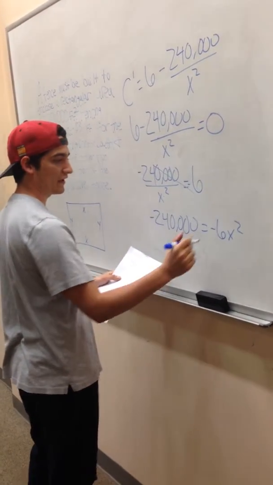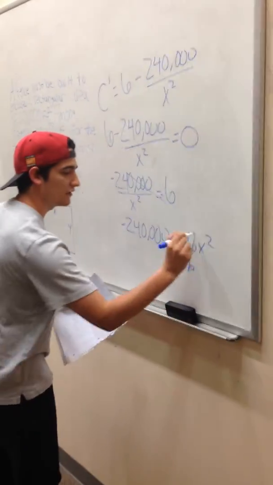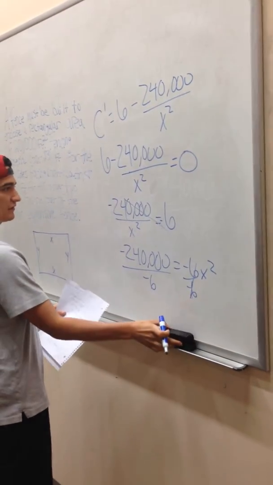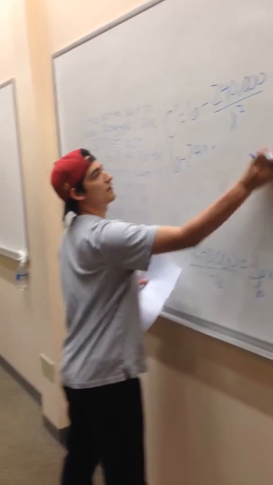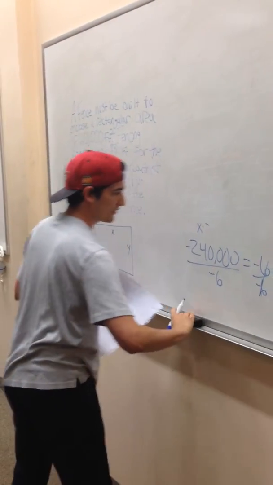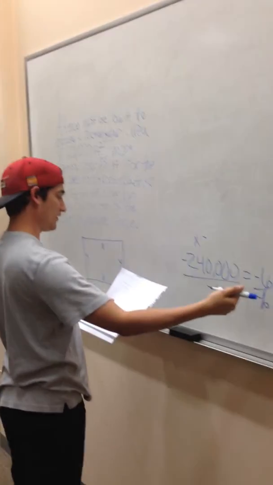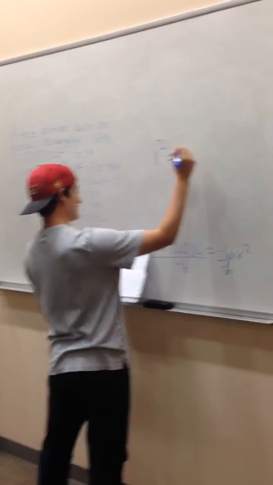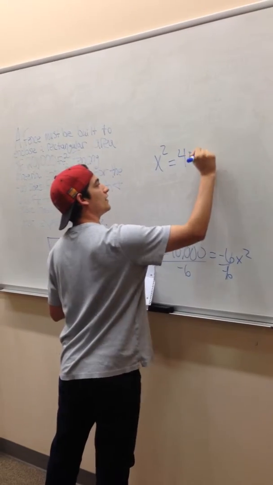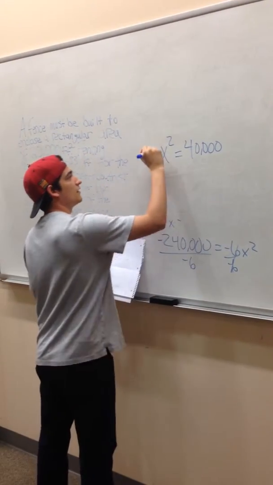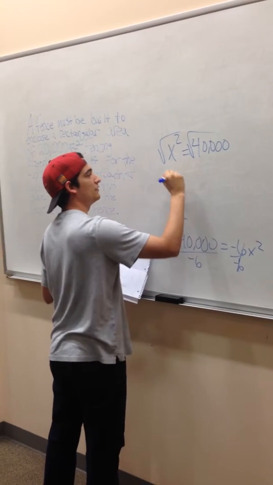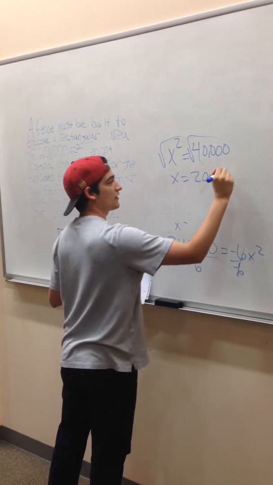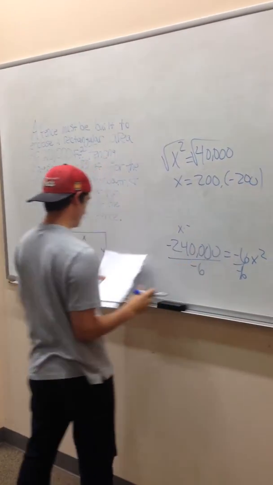And we will divide on both sides by negative 6. So let's erase some of this. Once we erase the 6, we're left with x squared equals 40,000. And once you square root both sides, x now equals 200, and x also equals negative 200.